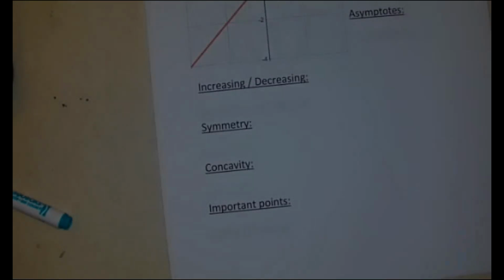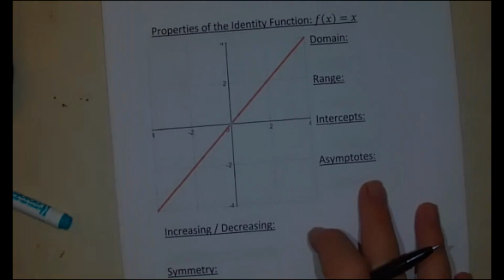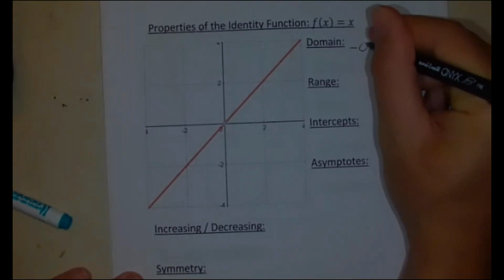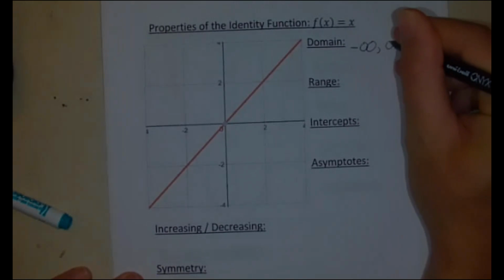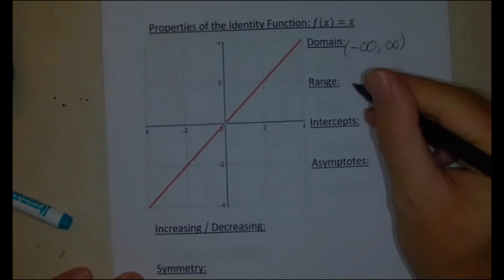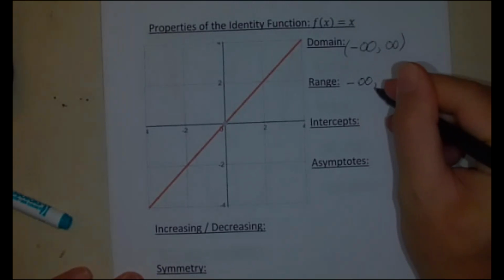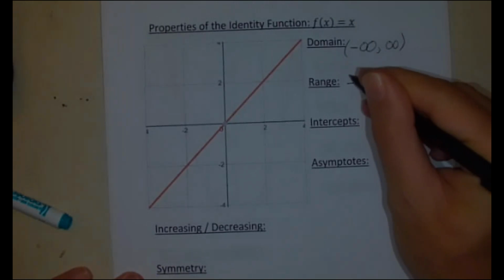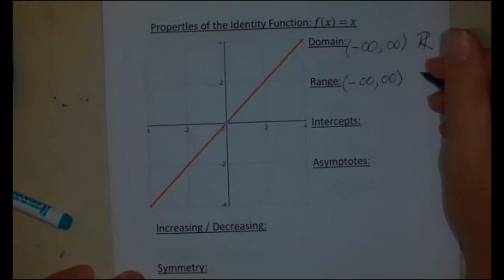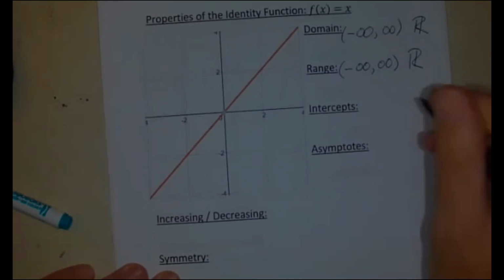The domain of this guy is all reals. The range of this guy is all reals. But as mentioned, we get a chance to formally say all that. So the domain in interval notation is from negative infinity to infinity for the identity function, f of x just equals x. The range, exact same thing, from negative infinity to infinity. It would not have been wrong to say that the domain and the range are just all real numbers.